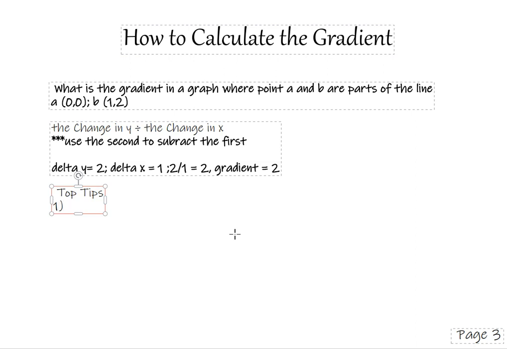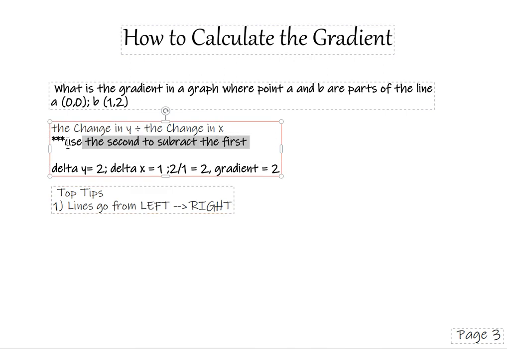Firstly, lines go from left to right. That is the first thing you have to remember, because if you think that all lines are going from right to left, you can't use the second value subtracting the first value, like we did here. Most textbooks say the second subtract the first, which is confusing. So all lines go from left to right.